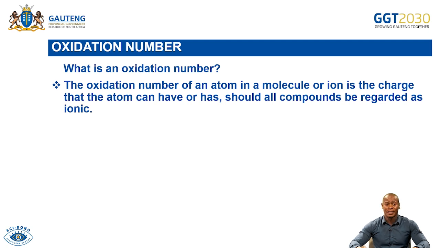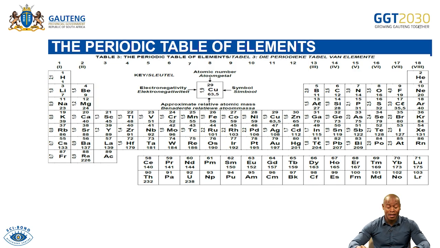So let me repeat that. The oxidation number of an atom in a molecule or ion is the charge that the atom can have or has should all compounds be regarded as ionic. So that is the oxidation number.